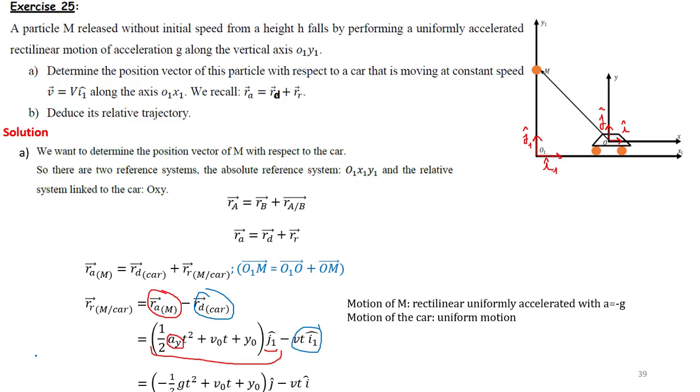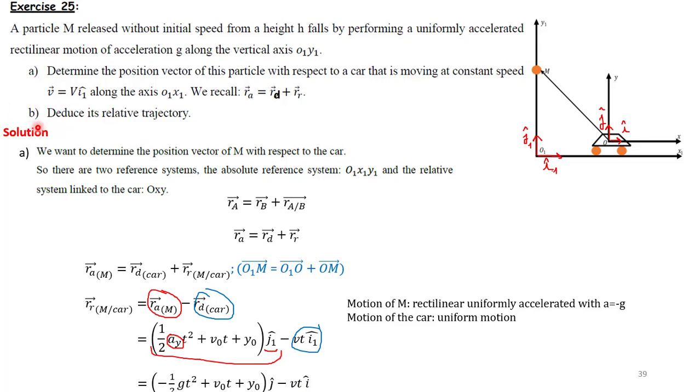Now question D, deduce its trajectory, its relative trajectory. Based on the relative position vector, we need to find the relative trajectory. It means that we need to find the relationship between y and x, an equation independent of time for this relative motion. So we have, in fact, the first term is for x, and the second term is for y.